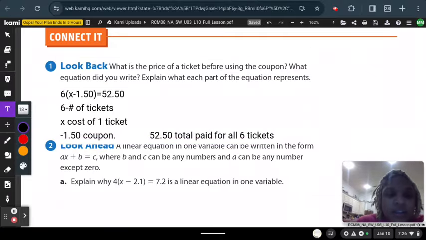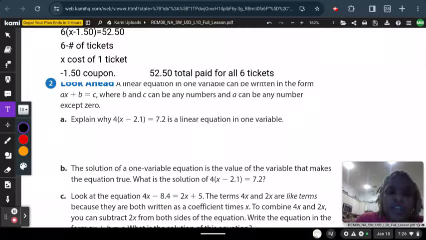All right. Then it says, look ahead. A linear equation in one variable can be written in the form ax plus b equals c, where b and c can be any numbers and a can be any number except 0. Because if a is 0, when you multiply it times x, you're just going to have b equals c. You don't want that.